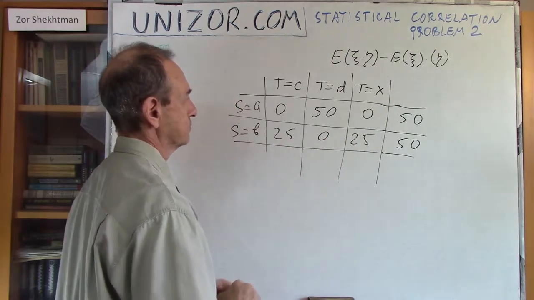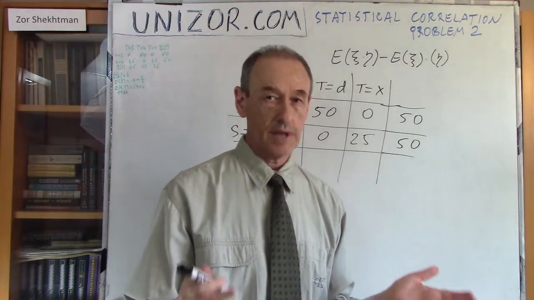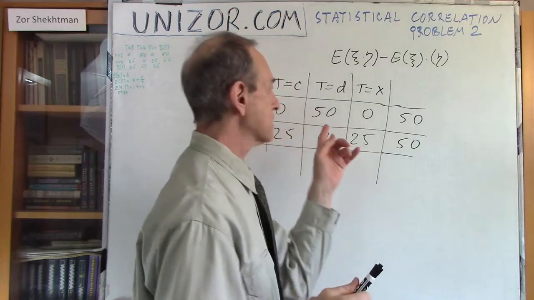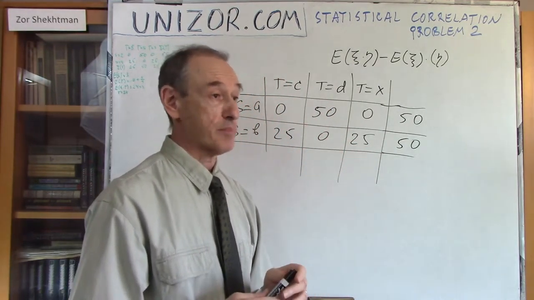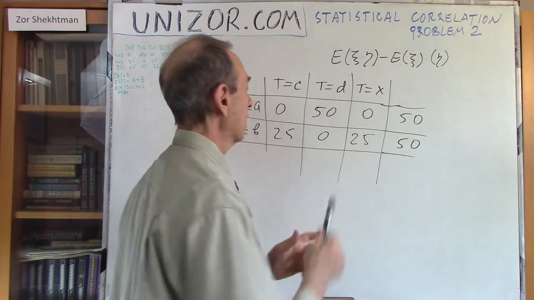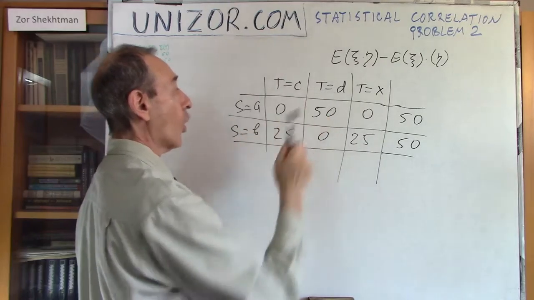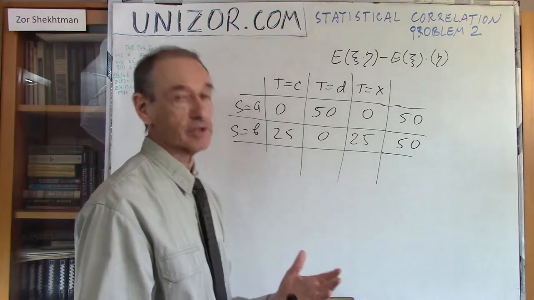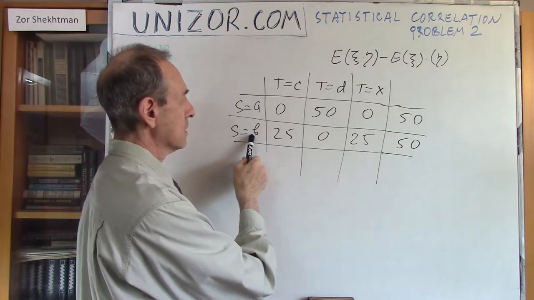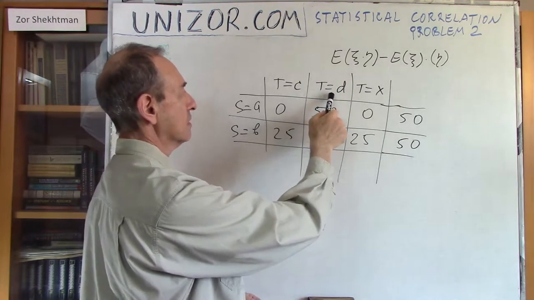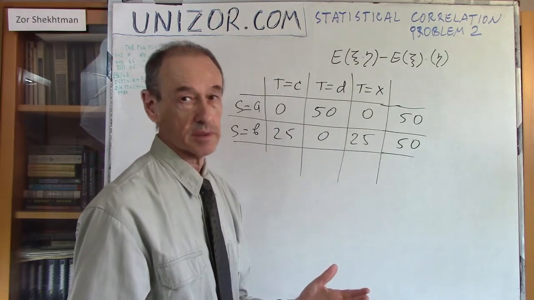Here. Now, first of all, is it possible? Yes. Are these random variables dependent? Well, absolutely. Just think about it. Whenever S is equal to A, T is always equal to D. That's a clear dependency, right? And whenever S is equal to B, T does not equal G and distributes its value. So it's definitely a dependency.